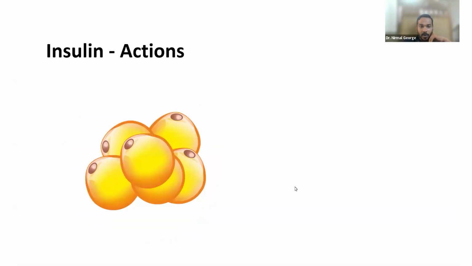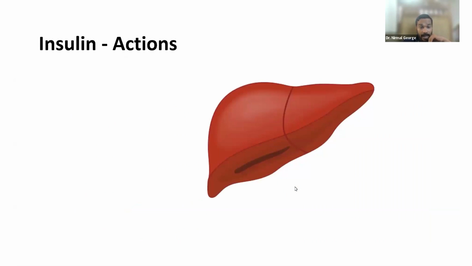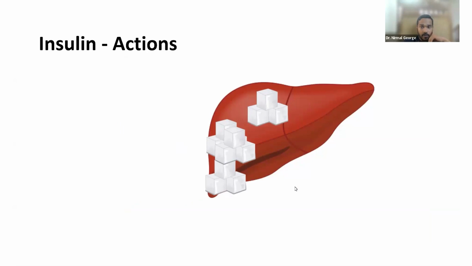And this happens predominantly in the adipose tissue and also in the skeletal muscles. So when this happens, adipose tissue and skeletal muscles will be able to take up more glucose. It also stimulates the anabolic processes in the adipose tissue and in the skeletal muscles. Insulin also acts on the liver, and in the liver, it helps in the storage of glucose.